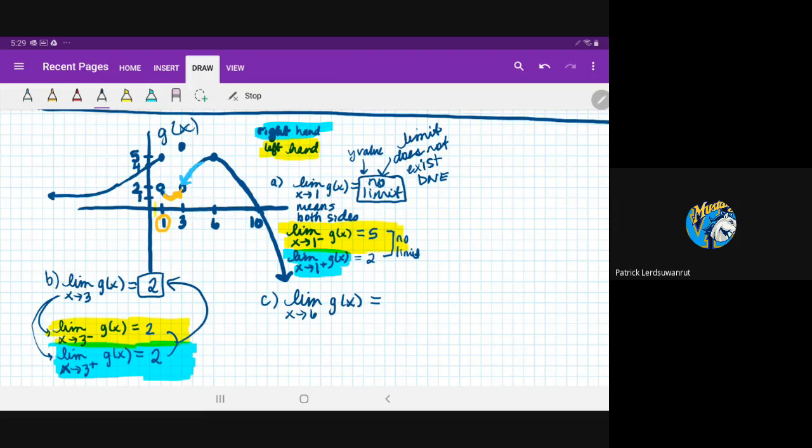So I don't really care about the number 3 itself. I care about 3.0001, 2.99999. That's what I care about. Anyway, it doesn't matter if this dot was up here or not up here. The limit would still be 2 and not 6 or whatever that y value is.